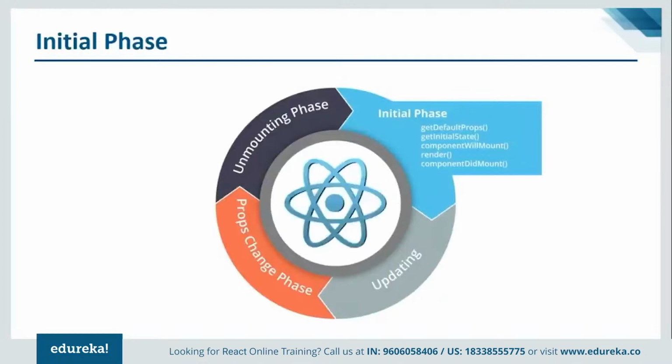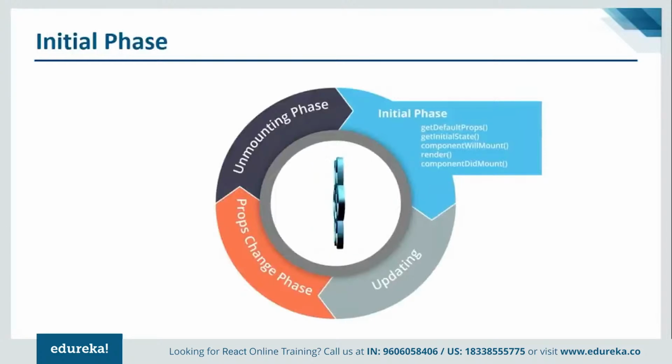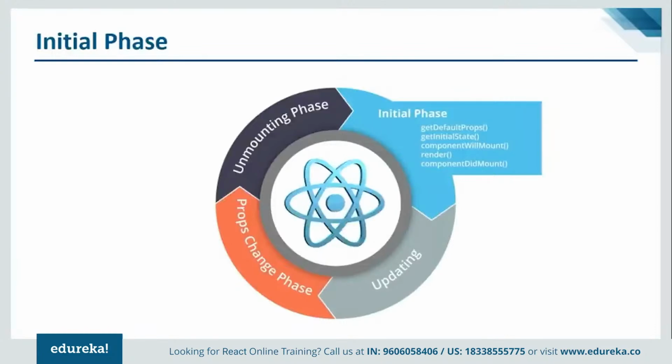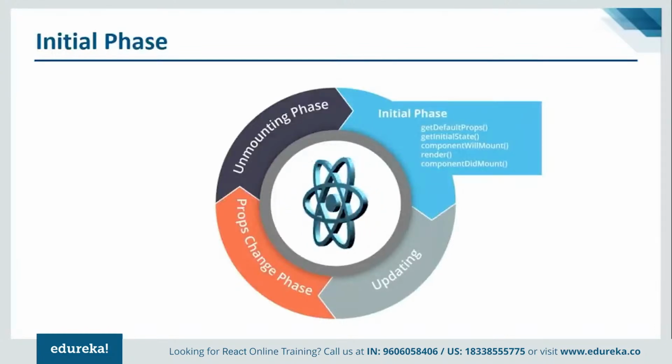Then next we have getInitialState. This method allows you to specify the default value of this.state before your component is created. Just like the previous method, it too gets called before the component is created. So the next method we have is the componentWillMount method.